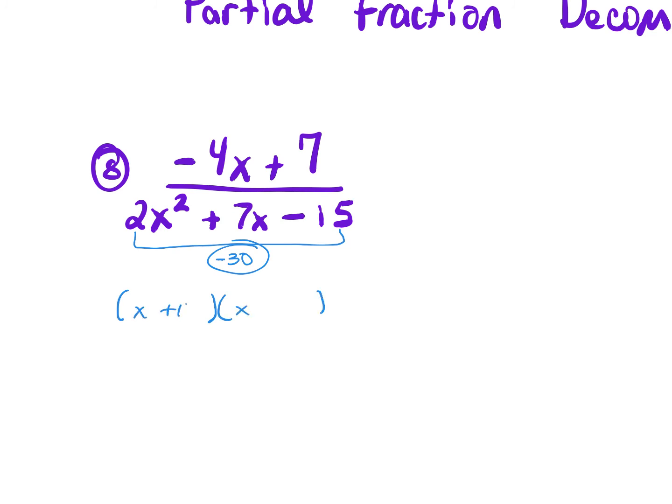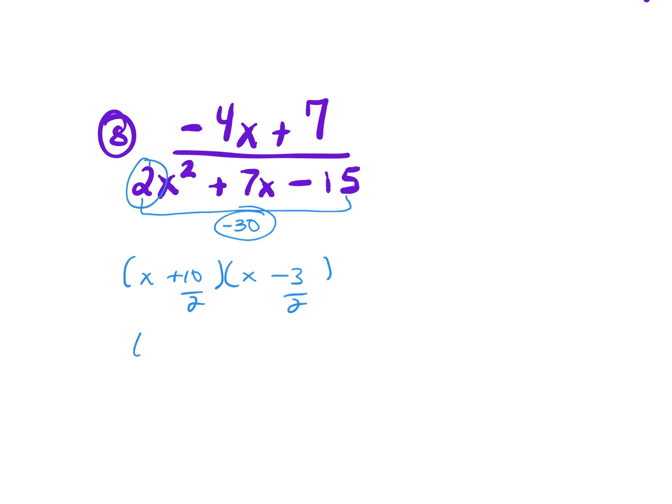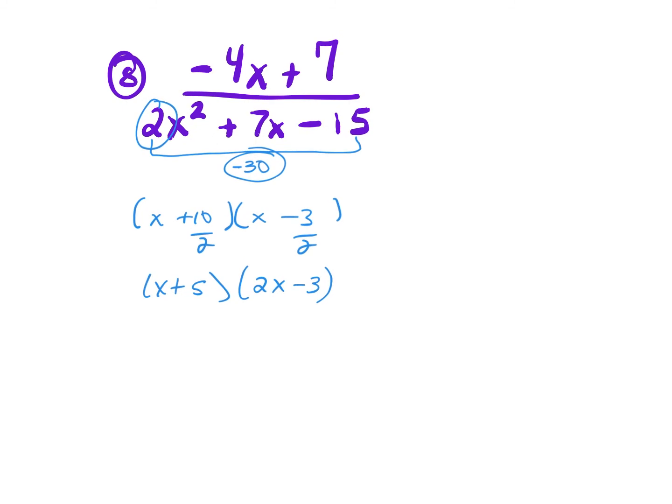Yes, plus 10, negative 3. Since a is not 1, we're going to divide both factors by 2. So I have x plus 5 and 2x minus 3, right? Okay, let's go one step ahead. Let's go ahead and solve. I'm going to use x equals negative 5, and I'm going to use x equals 3 over 2, correct? If I move the 3 over, it becomes positive, then we divide.